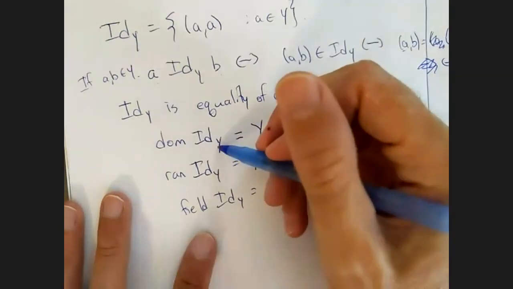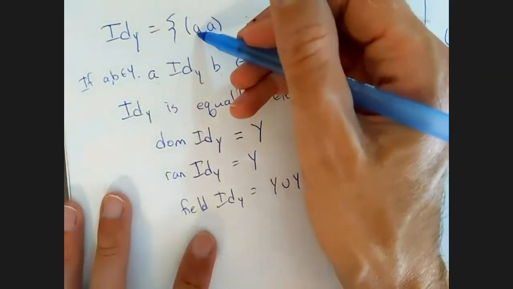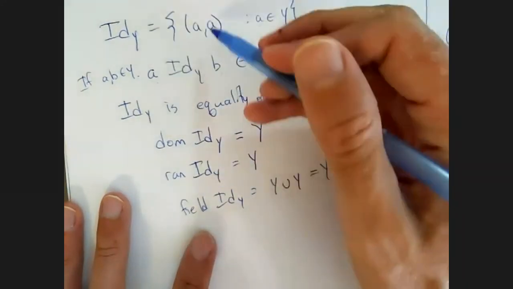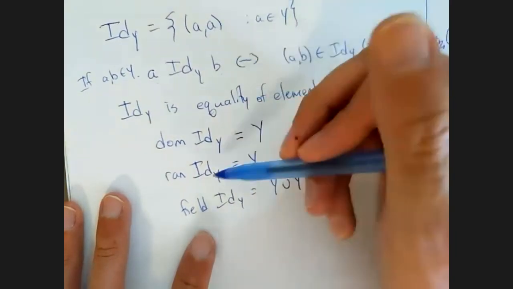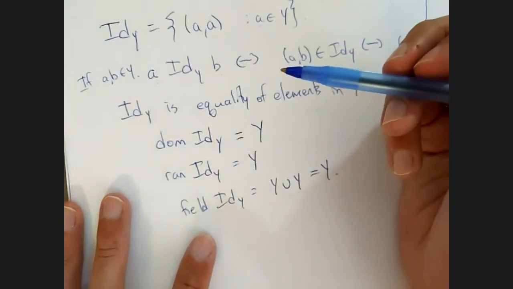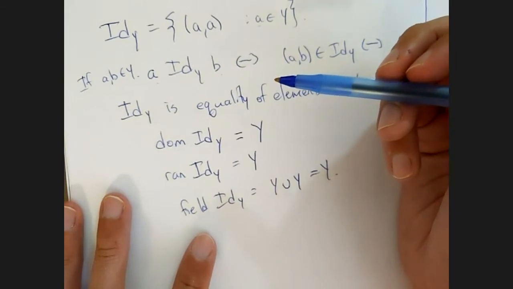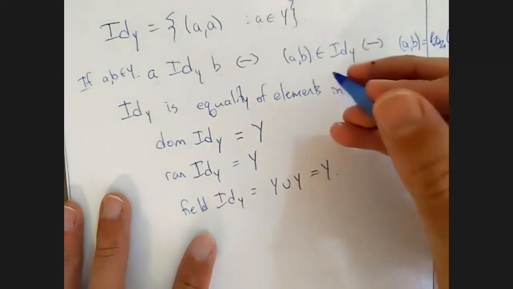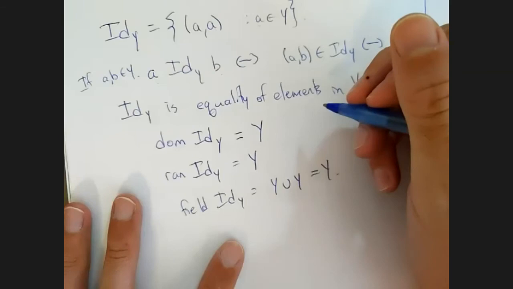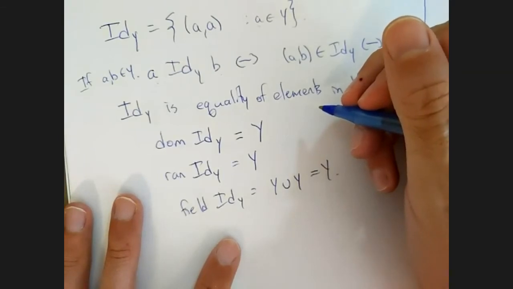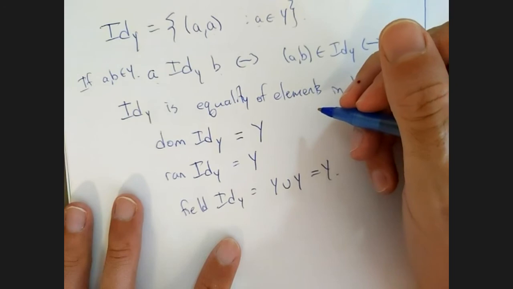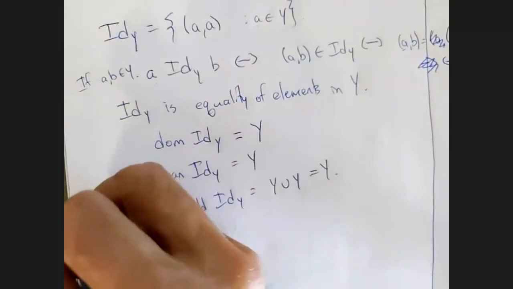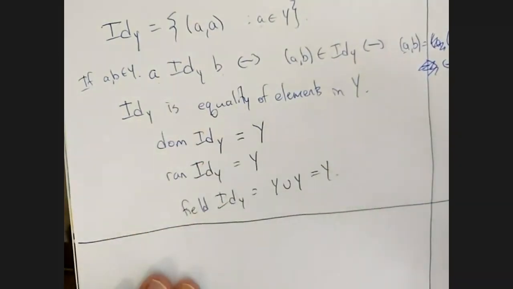Remember, the domain is the set of things which are a first coordinate in the relation, and that's everything in Y. The range is the set of things which are the second coordinate of something in the relation, and that's also all of Y. So I think we have completely described the identity relation. Actually, we could also write it down, but I won't do that here. Let's move on to the membership relation.